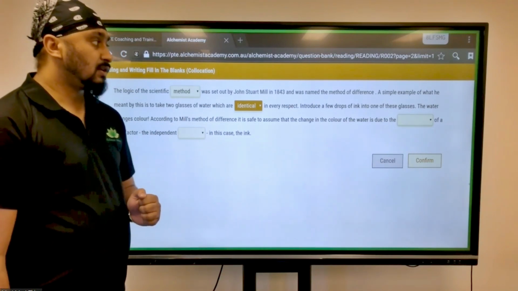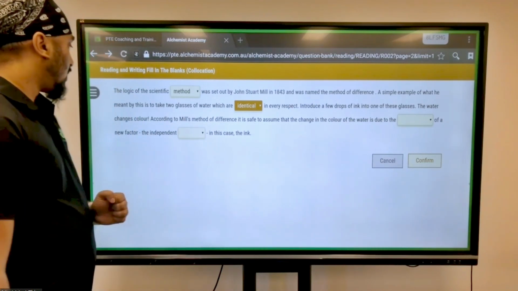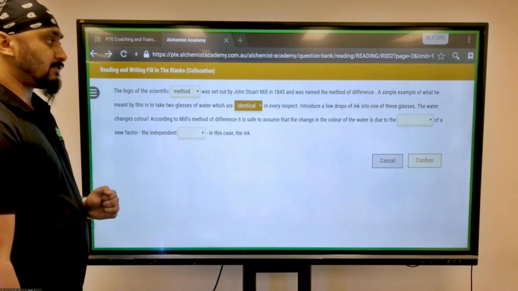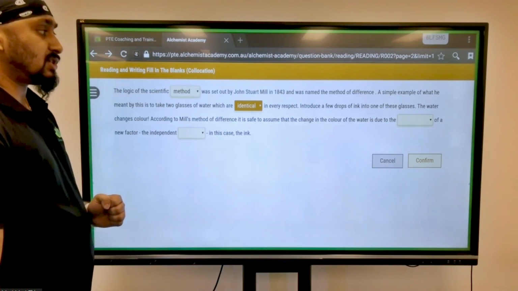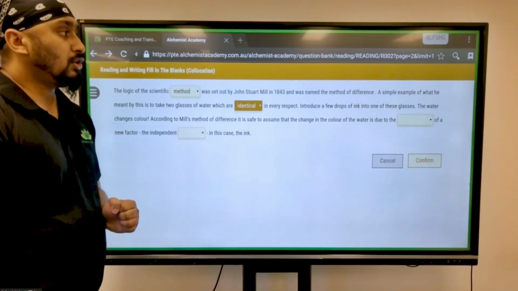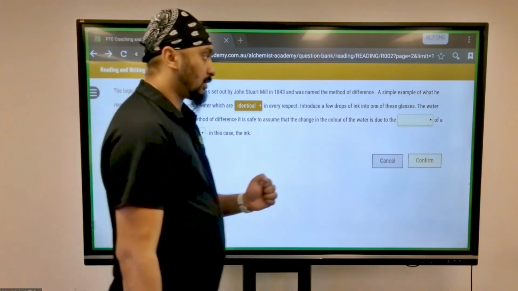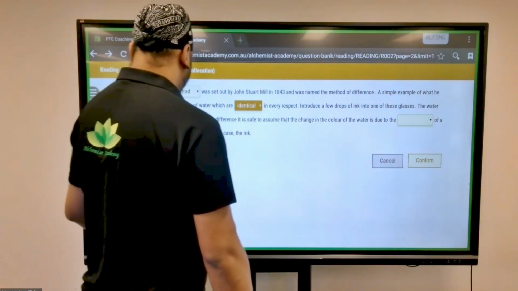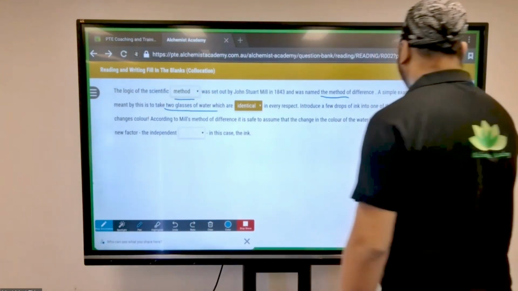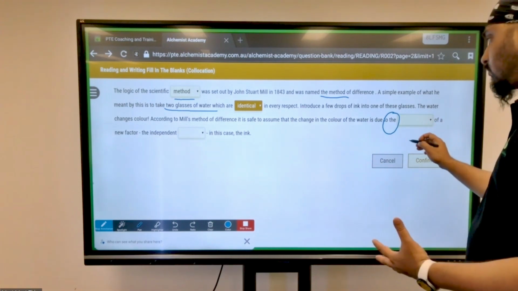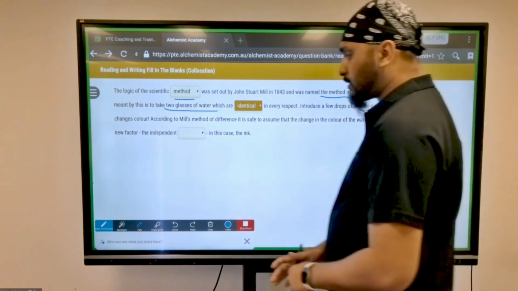Introduce a few drops of ink into one of these glasses. The water changes color. According to Mill's method of difference, it is safe to assume that the change in the color of the water is due to the dash of a new factor. What do you need after the word the usually? After the word the, we usually need a noun, right? So let's assume what could be the noun over here.